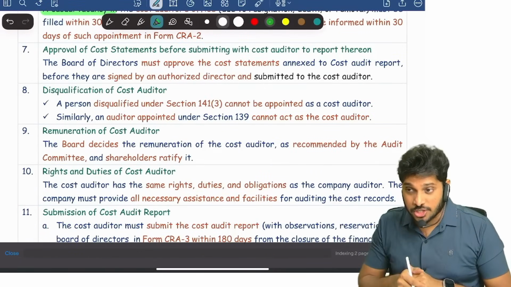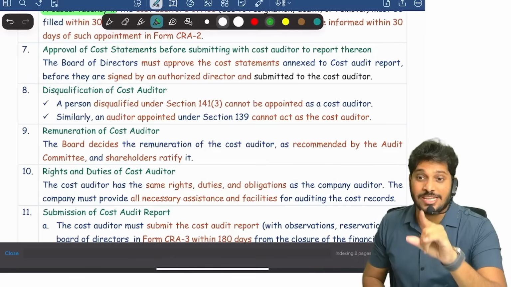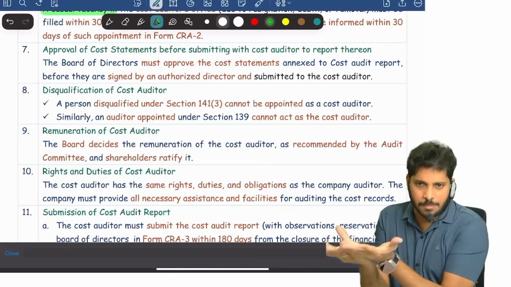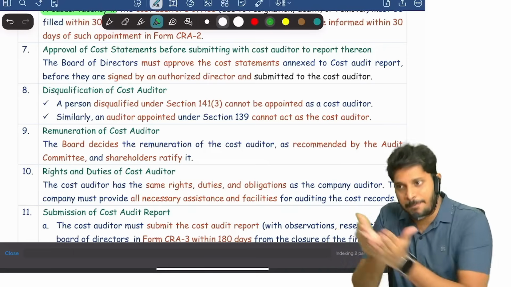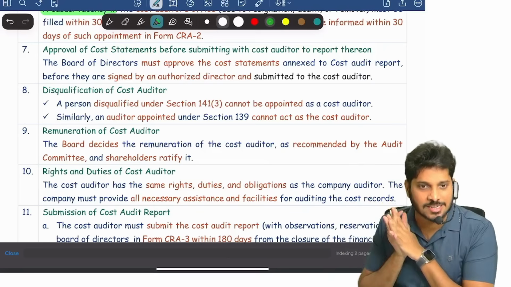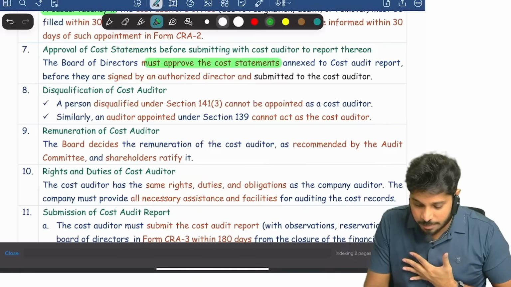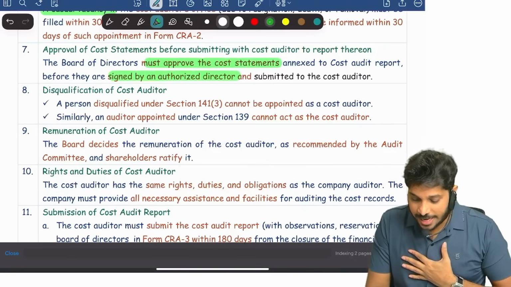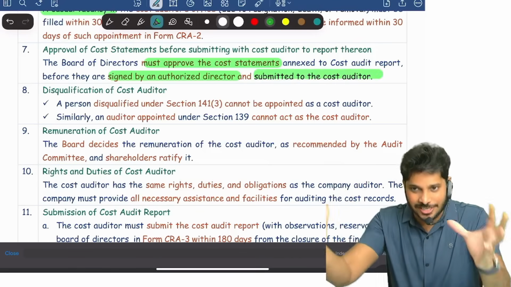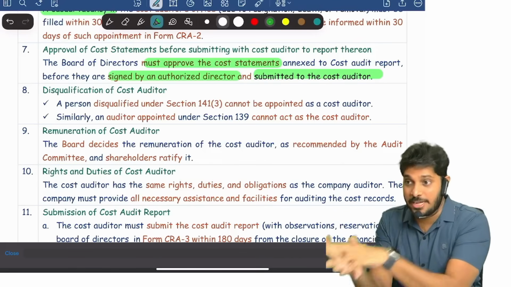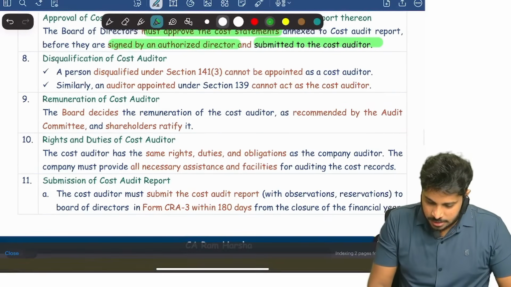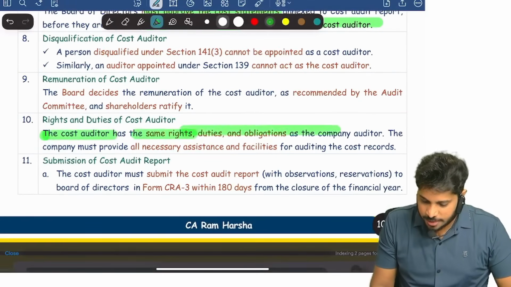Now, first, the cost auditor has to give a cost audit report, right? He should give a cost audit report based on cost accounting statements. Yes or no? First, the directors have to submit them to him: Sir, these are the finalized cost statements. Please give a report on this. Correct? The approved cost statements must be signed by a director and submitted to the cost auditor. Then the cost auditor will do the audit and submit back the cost audit report. Yes or no? And the cost auditor has the same rights.